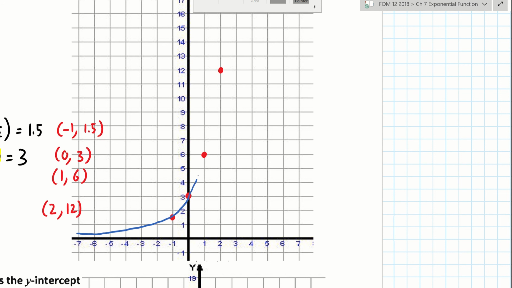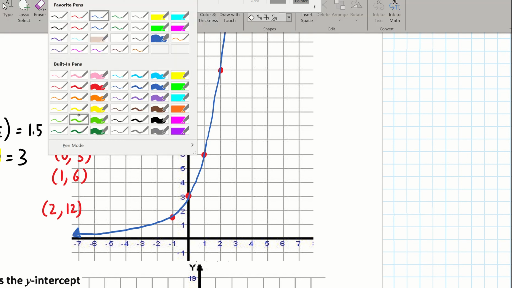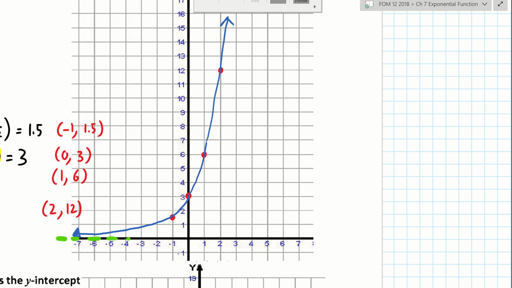So I'm trying to link them together now. That's the shape of an exponential function. So an exponential function always looks something like this. It's approaching some kind of asymptote and then it's going up really, really quickly. Usually, if it's an exponential growth, that means it's getting bigger. And again, we can also see that horizontal line at y equals 0 that you are never supposed to touch.